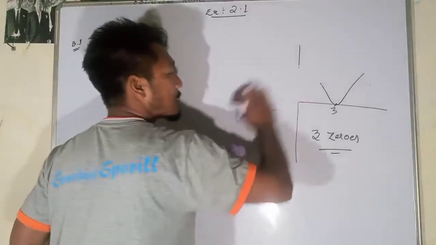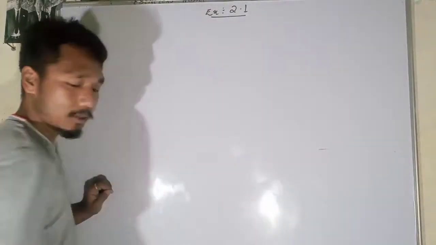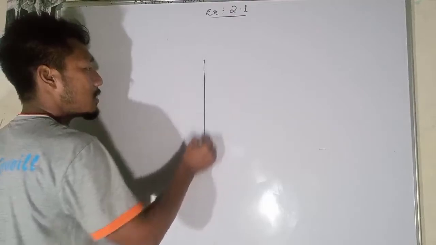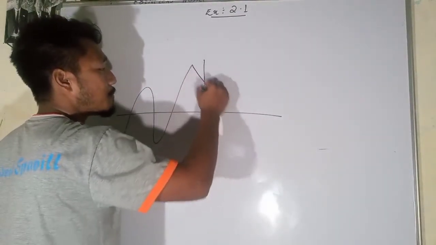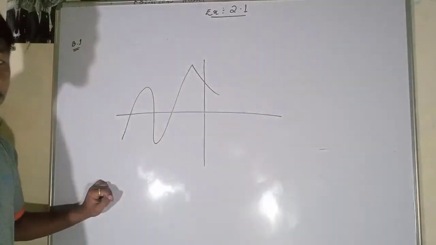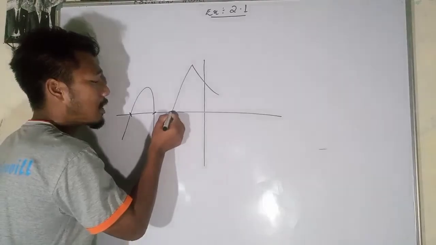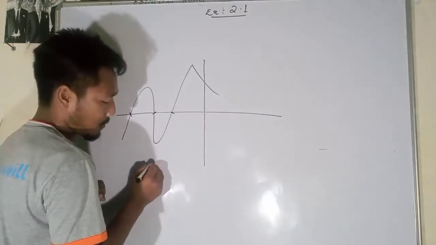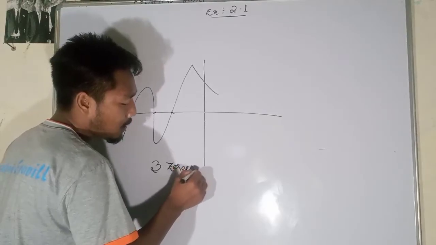Now let's discuss one more equation, some additional equation. Let's discuss this one. How many points does it reach? Here we see 1 point touches here, 1 point touches here, another 1 point touches here. That means how many solutions? We will get 3 zeros.